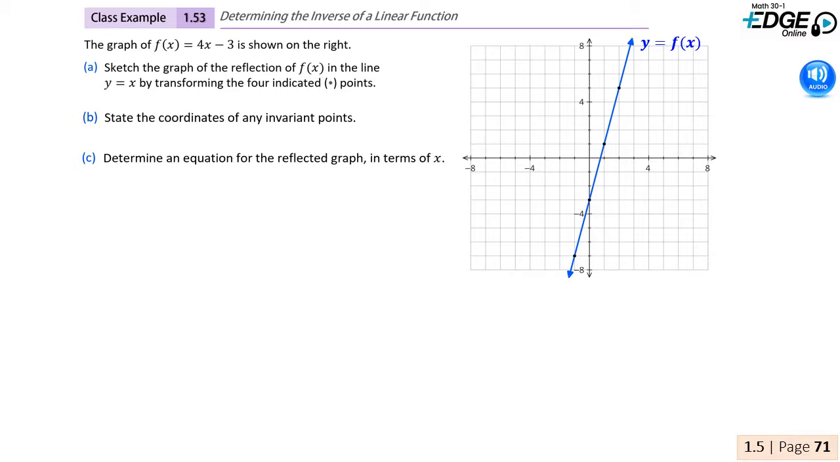Take a moment to sketch the graph of its inverse, state the coordinates of the invariant points, and then determine the equation for the reflected graph, which is to say the inverse.